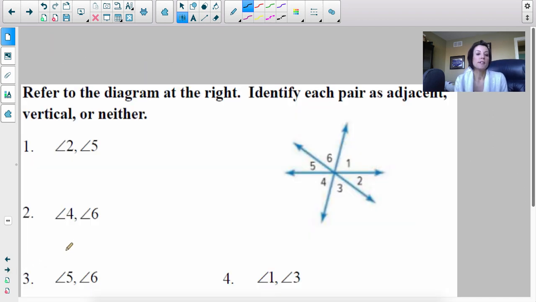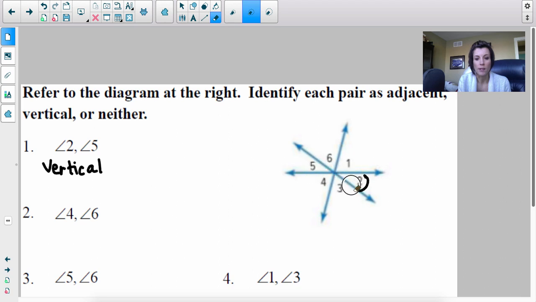Moving on, refer to the diagram at the right. Identify each pair as adjacent, vertical, or neither. All right, number 1, angle 2 and angle 5. They are across from each other, so we call them vertical. All right, number 1 is done.